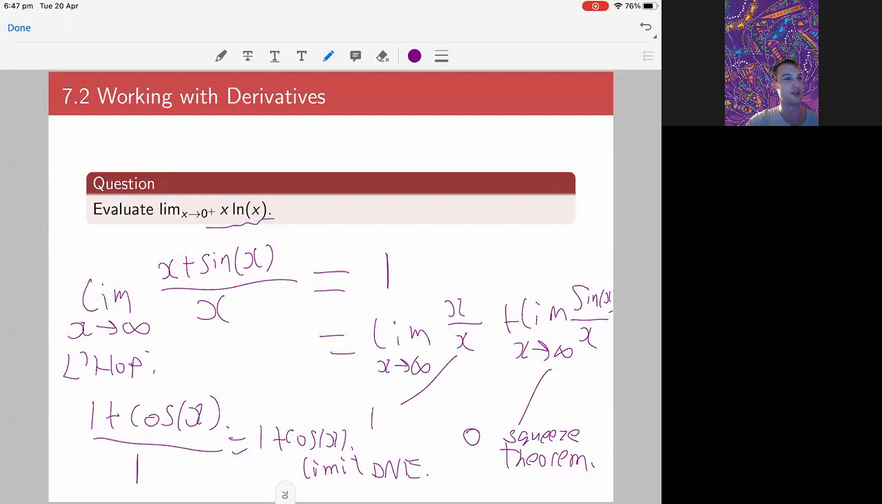Hope that satisfies your desire for an example where L'Hopital's rule doesn't work. But yes, thank you for the question. That was a good suggestion. Hope that works out for you.